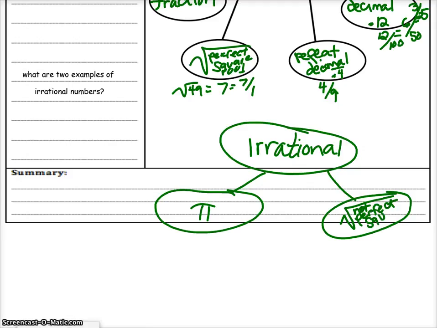And another irrational is the square root of a non-perfect square. And that's pretty much what you're going to be dealing with today. It's going to say something like the square root of 17. Is that rational or irrational? You would say, well, is this a perfect square? No. This is not a perfect square, so this would be irrational.